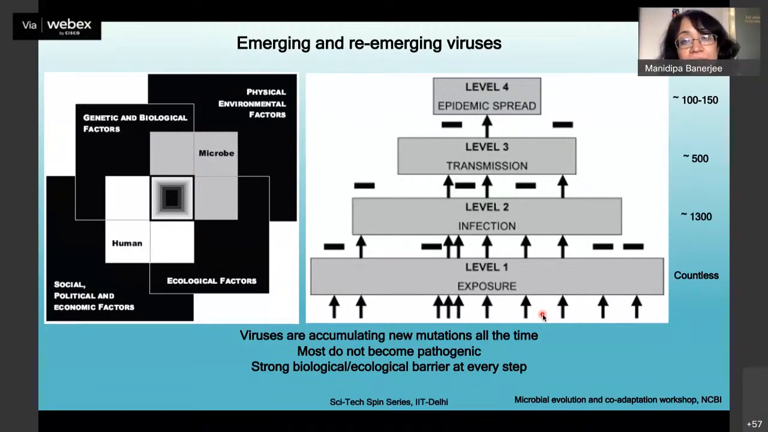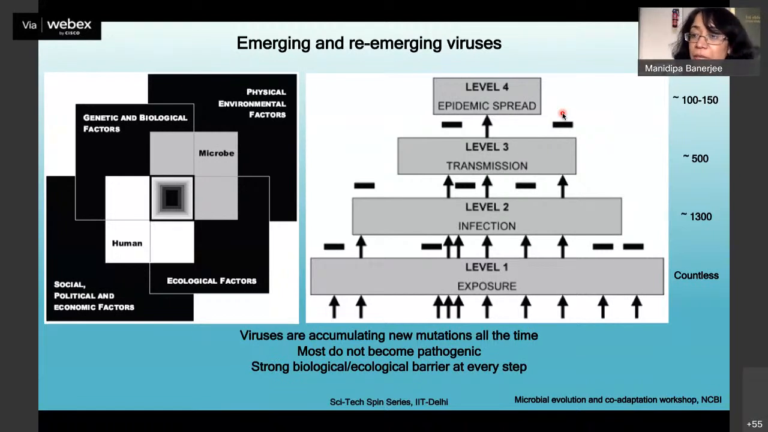So it may give the virus some selective advantage. Because of an alteration in one amino acid or a few amino acids, it may be able to bind more tightly to its receptor. That creates a natural selection, so that now those viruses dominate the population because they can transmit more easily, right? But although viruses are accumulating new mutations all the time, most of them do not become pathogenic. And the instances of epidemic spread are very low because there exist strong biological and ecological barriers at every step.